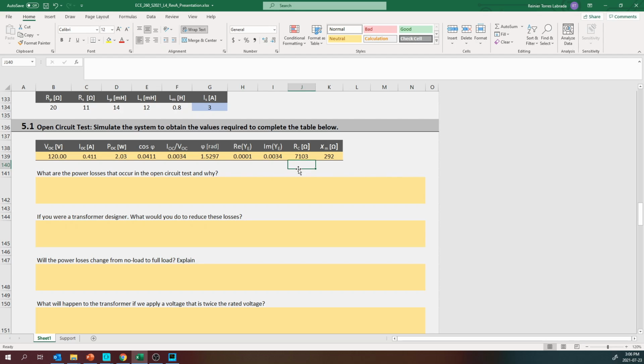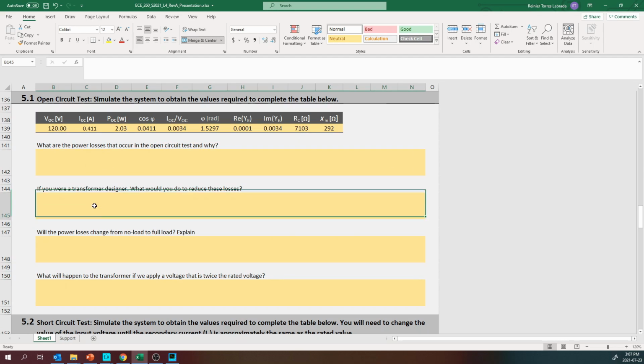Just go get the book, read the book, find the example where they compute these two parameters for the equivalent circuit from the open circuit test. And keep reading, because after that you're going to find the example for the computations that you need to make to compute the other parameters that are related to the short circuit test.